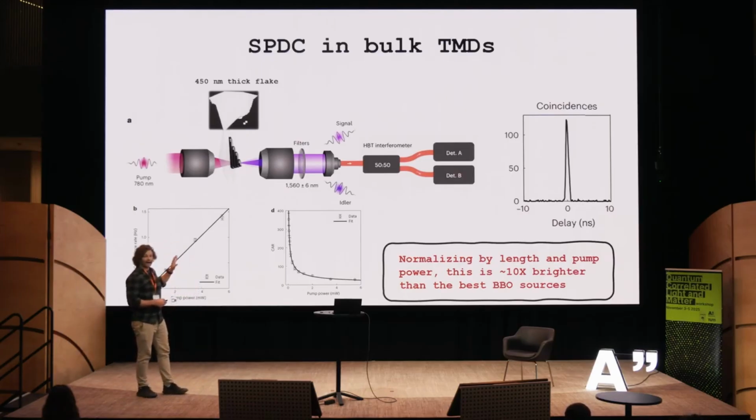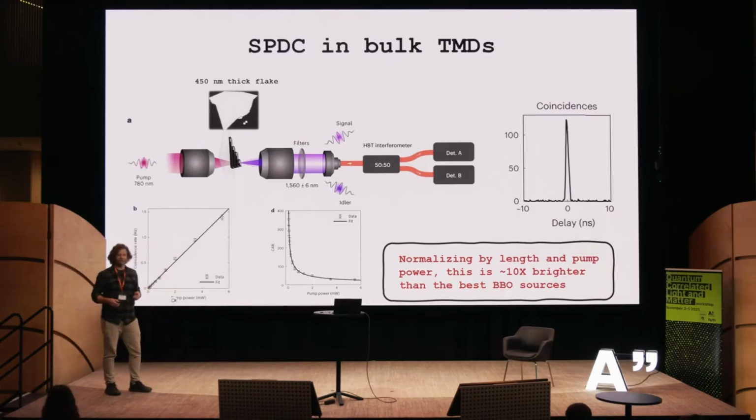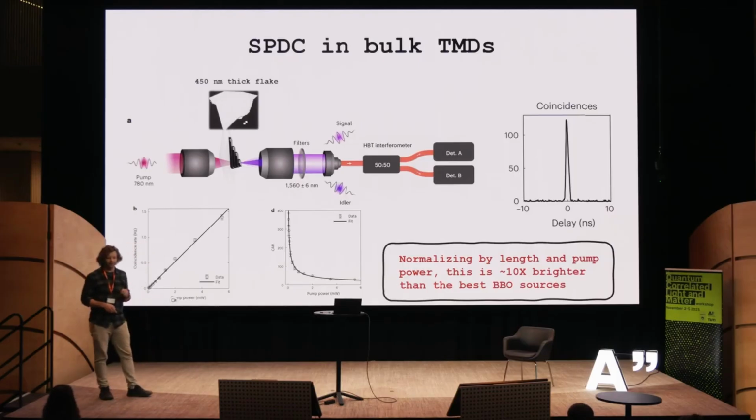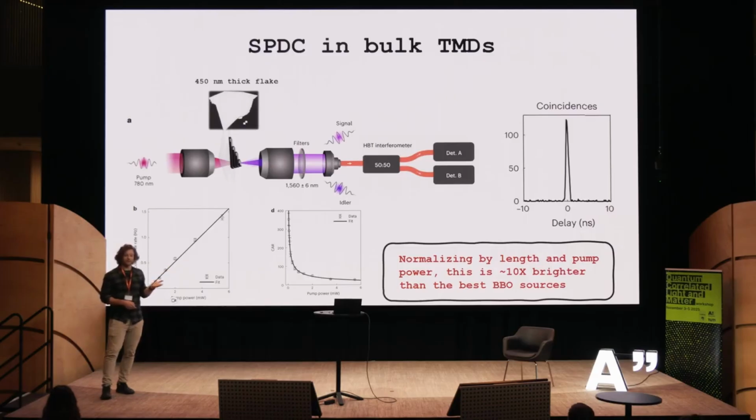If we want to talk about how strong this nonlinearity is, we can normalize by the length of the crystal and the pump power and compare to the standard BBO crystal. And we already find that with this flake, we have coincidence rates that are about 10 times brighter than the best sources based on BBO. Of course, although this is nice, it's not necessarily practical. Our coincidence rates are still on the order of a hertz, so it's something that we can measure, but not something you're going to make a practical photon source out of.